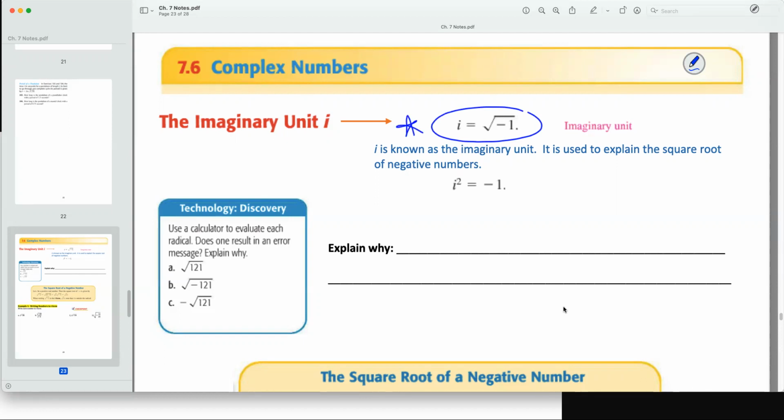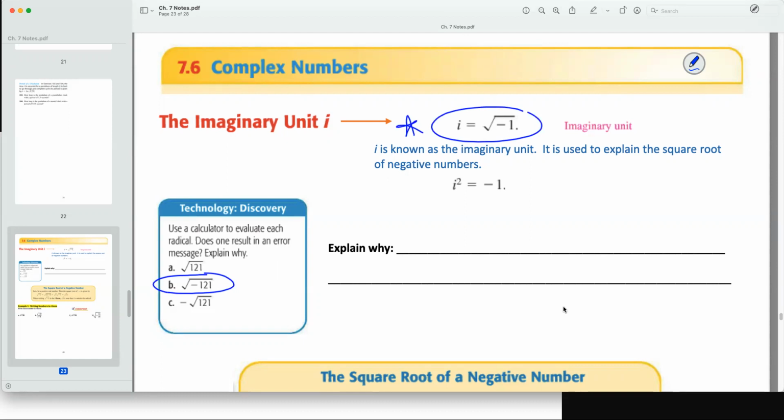If we took the square root of any negative number, like this little warm-up problem is asking us to use our calculator to figure out which one results in the error. We already know the error is going to be this one. This one's not going to work because the square root of -121 doesn't exist in the real number system. And our calculators only deal with the real number system. They don't deal with imaginary numbers.